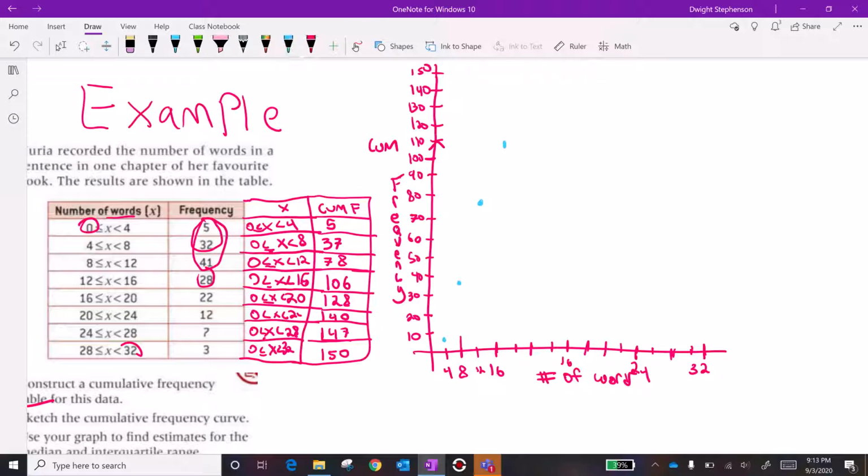Let me redo this axis down here. I'm not sure what I was doing. It's kind of early in the morning. That's 8. That's 4. That's 12. That's 24. That's 20. That's 28. Okay, let's do that again.